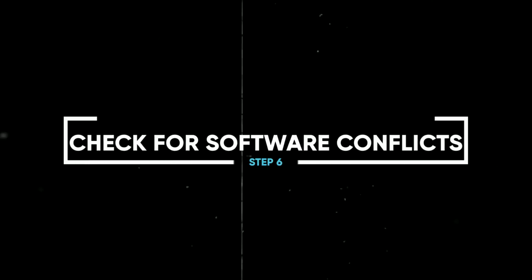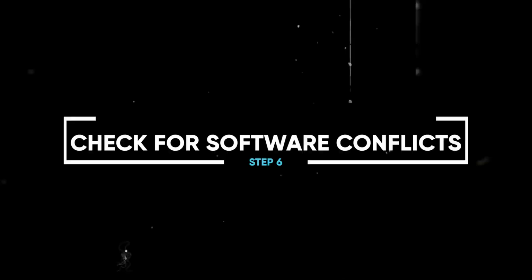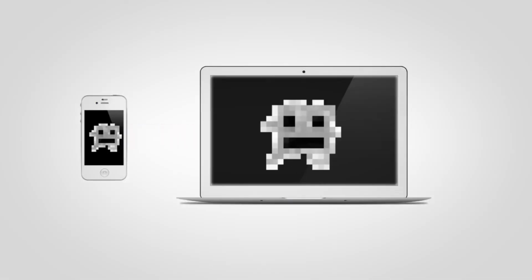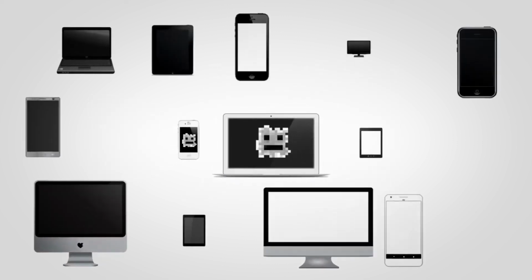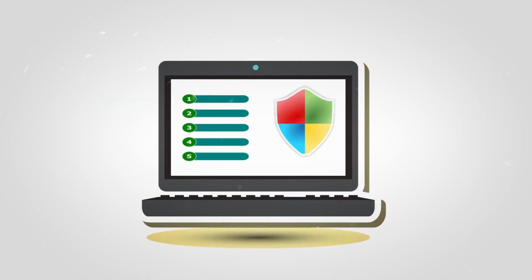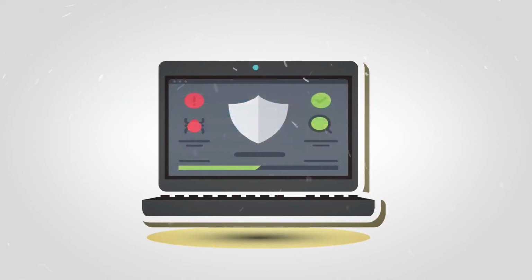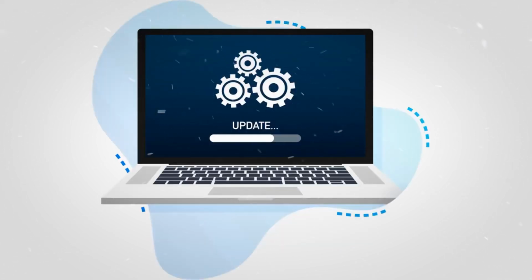Step 6. Check for software conflicts. Other installed programs can sometimes interfere with new installations. For example, if you're trying to install a new antivirus program, make sure to uninstall any existing antivirus software first. You can also perform a clean boot to start Windows with a minimal set of drivers and startup programs. This can help identify if background applications are causing the issue.